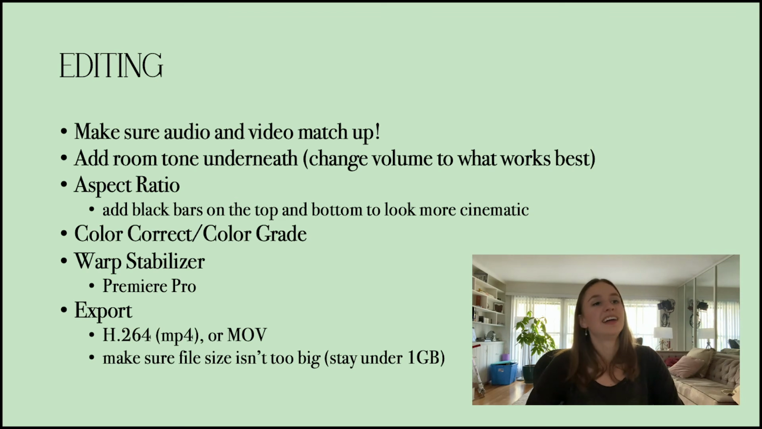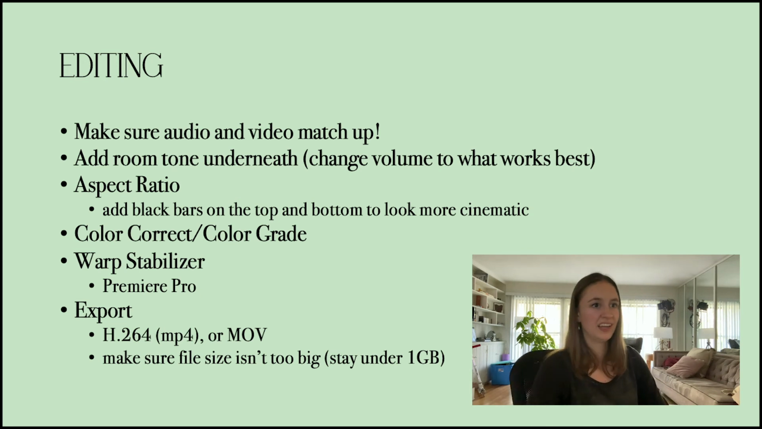There's two ways to do color with film. There's color correcting and color grading. Color correcting is helping to make something look normal. So if you're shooting something and you look at it and you're like, oh, that looks a little too blue, her skin looks a weird color, then color correcting would get it to look normal.